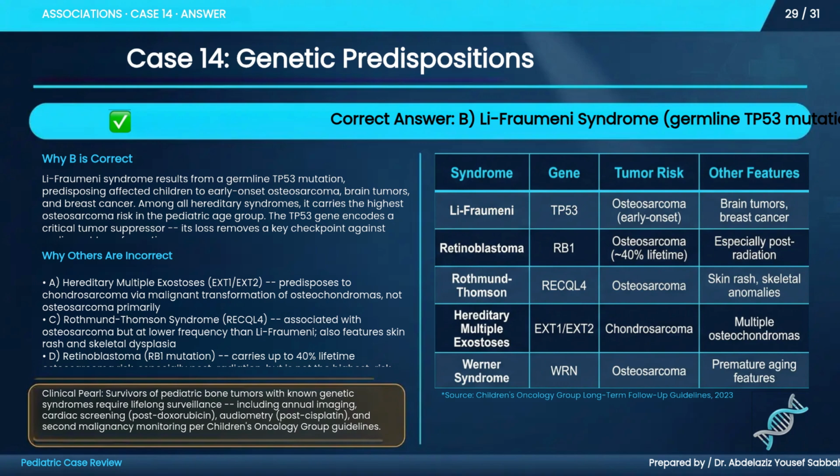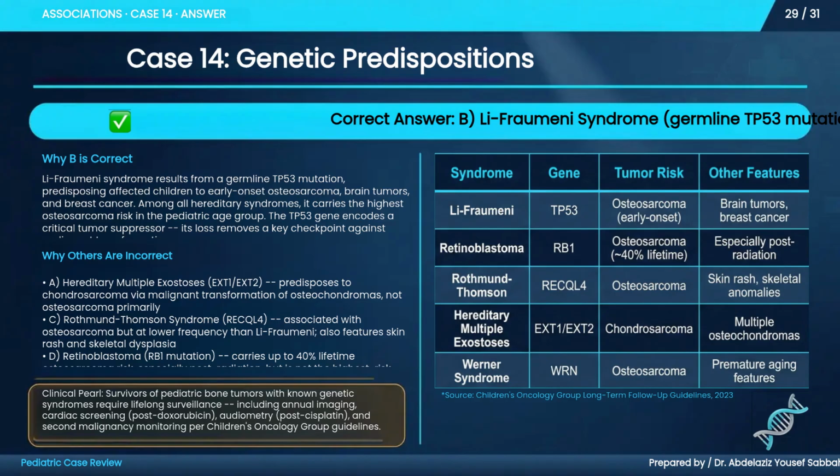Li-Fraumeni syndrome results from a germline TP53 mutation, predisposing affected children to early-onset osteosarcoma, brain tumors, and breast cancer. Among all hereditary syndromes, it carries the highest osteosarcoma risk in the pediatric age group. The TP53 gene encodes a critical tumor suppressor, and its loss removes a key checkpoint against malignant transformation.